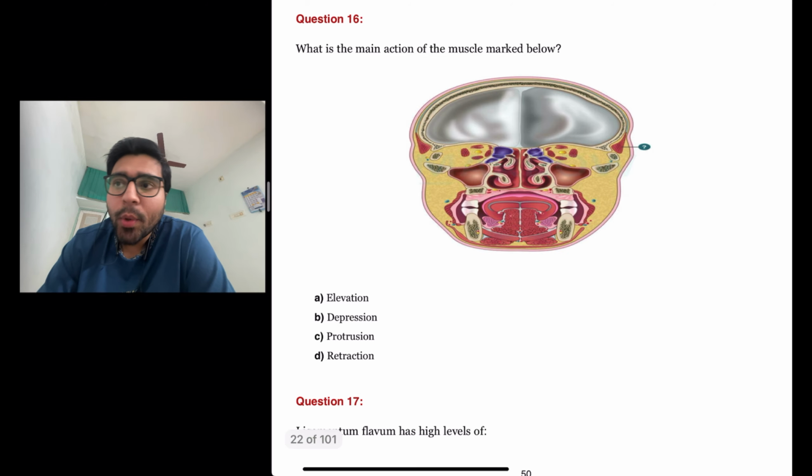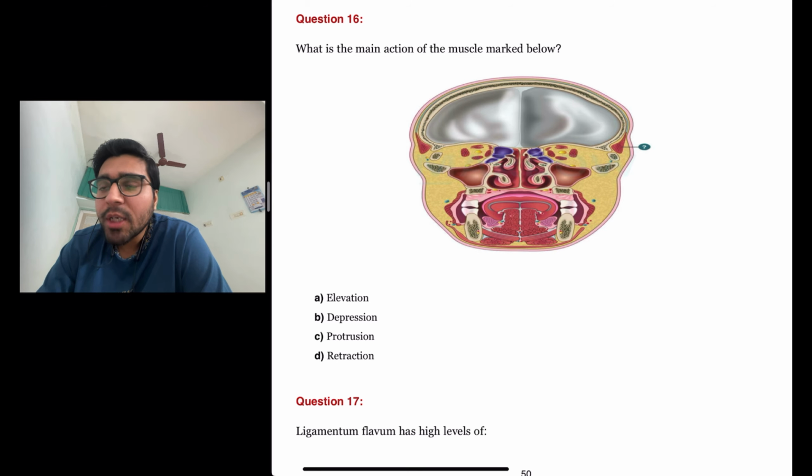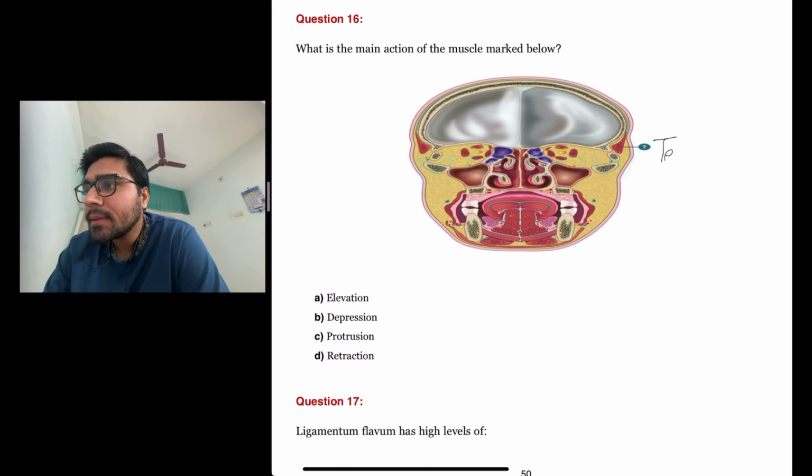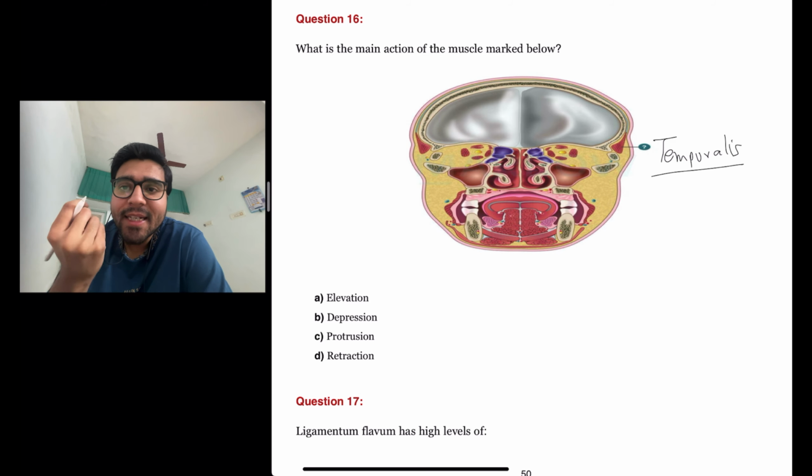Next question is, what is the main action of the muscle marked below? The muscle is temporalis. And what is the function of temporalis? Elevation of the mandible, and it is also involved when you open the jaw or in the movement of the jaw. So the answer is A, elevation.